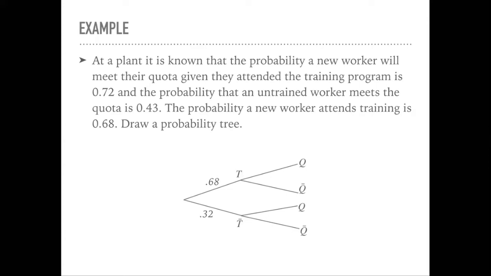Well, the probability that they meet their quota given they attended training is 0.72. So that means the probability that a trained worker does not meet their quota is 0.28. We were also given the probability that an untrained worker meets their quota. The probability an untrained worker meets their quota is 0.43, which means the probability an untrained worker does not meet their quota is 0.57. So we have a probability tree to run.